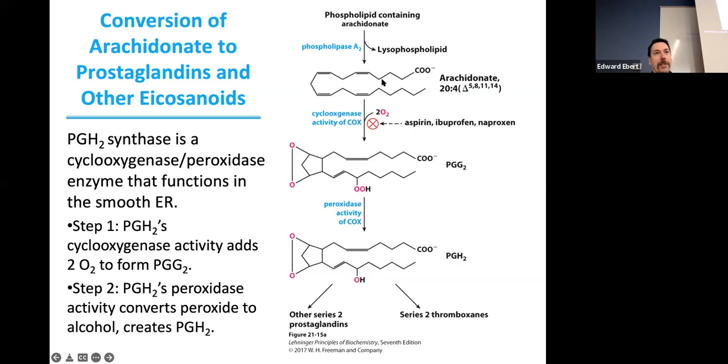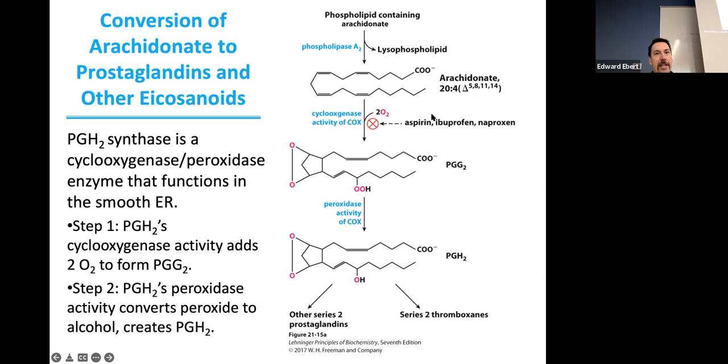Arachidonic acid is a 20-carbon acid. It's got 4 double bonds in it. If we go back to chapter 10, we draw it as a nice straight line. Well, we're going to fold it in half because we're going to do stuff with it here. When we fold it in half, we can kind of see where we're going here. Our enzyme, we're going to have this cyclooxygenase activity, and the cyclooxygenase enzymes, we're going to call COX-1, COX-2. Those are the two biggies.